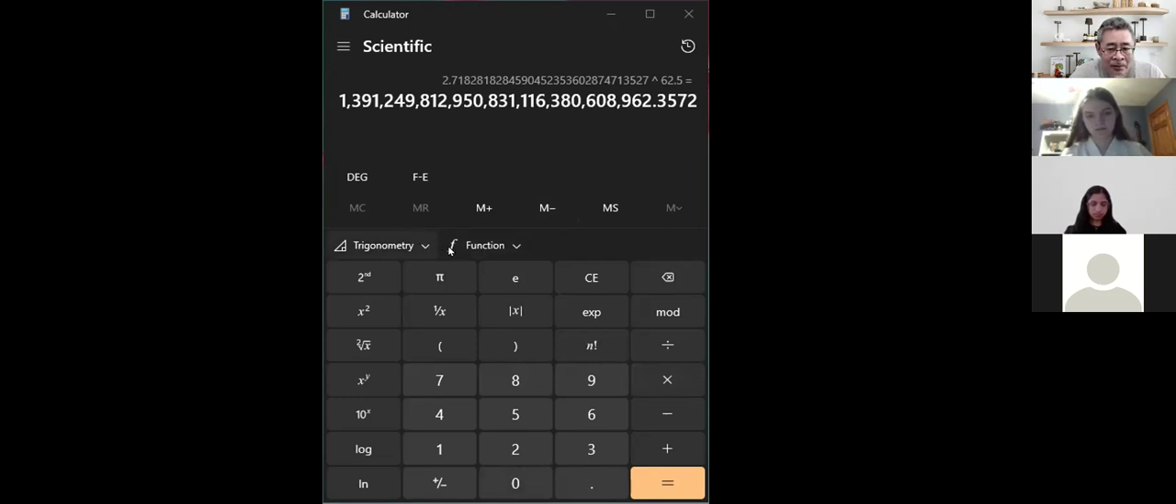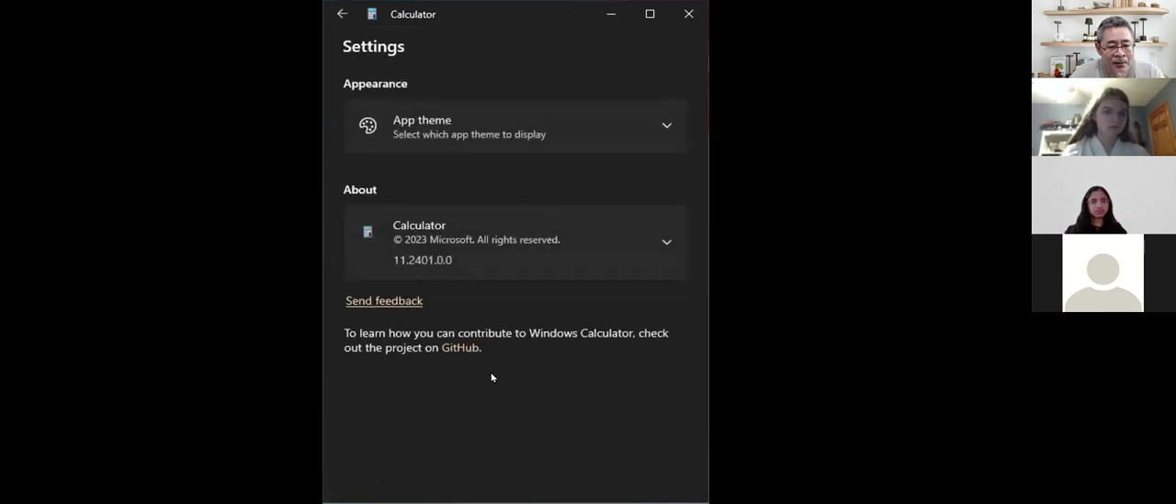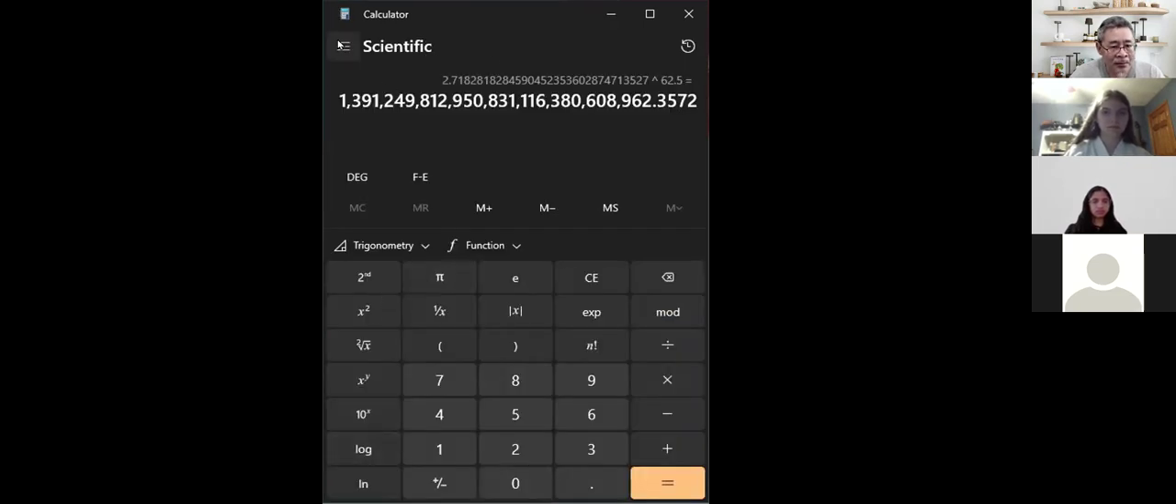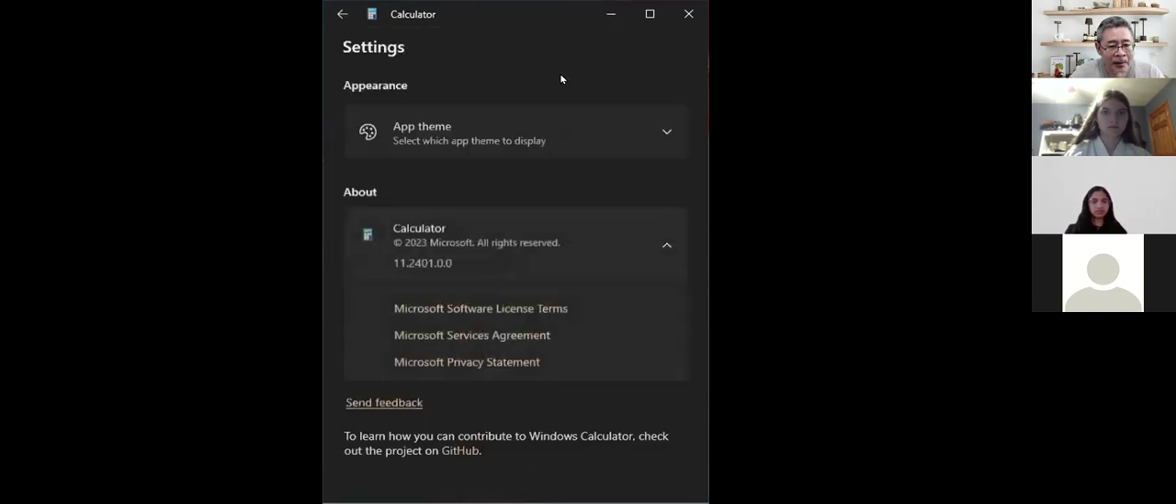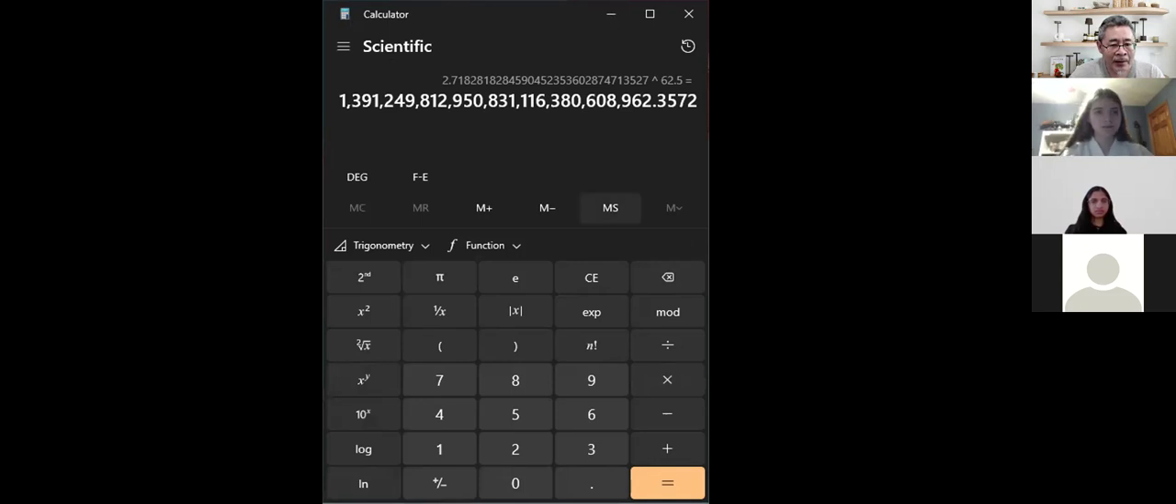Okay, and I don't know, does this one change to scientific notation? I'm not sure. It does not give that option. Maybe the setting. No, not really.